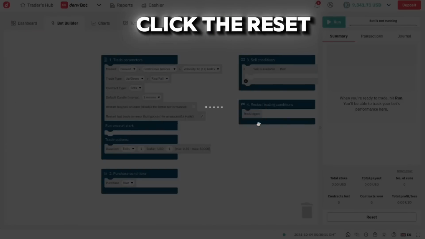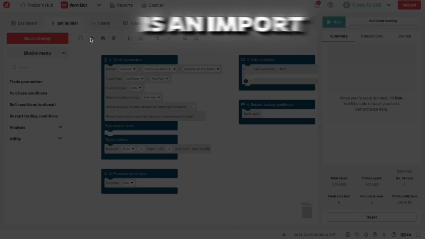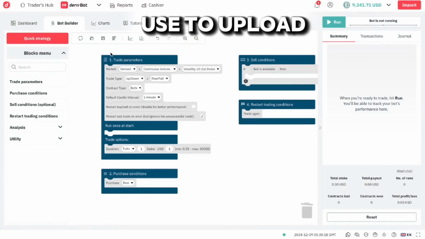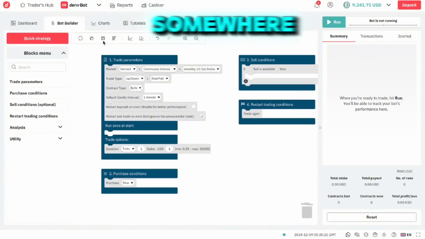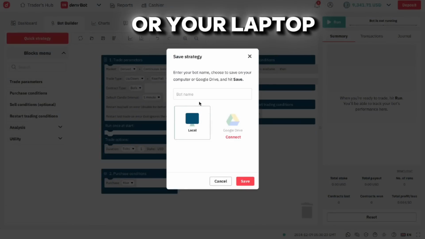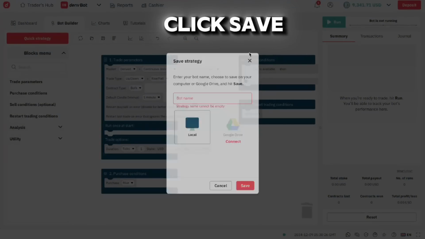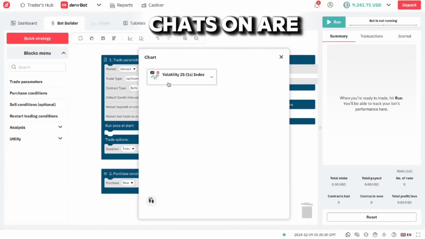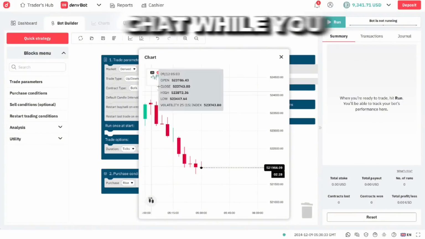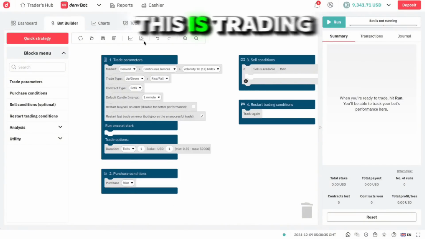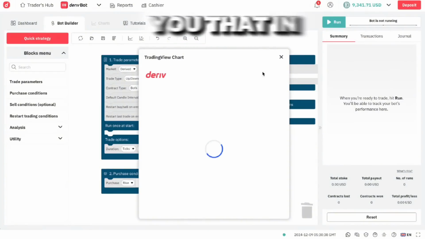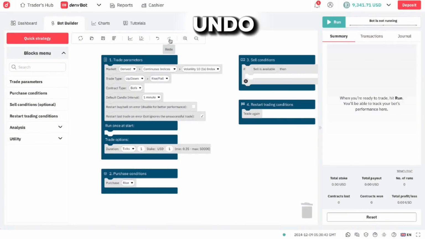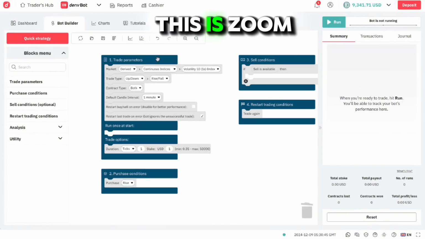If you click the reset button, it goes back to the default. This is an import: if you have a bot on your local machine or your phone, you can use it to upload here. If you've downloaded it from somewhere, or if you want to save to your phone or your laptop, just type the name here and click save. This just sorts blocks so that they are ordered well. These are the charts on Deriv if you want to look at the chart while you trade. This is TradingView, I'm going to show you that in a few. Then let me close that. This is undo, this is redo, this is zoom in, this is zoom out.